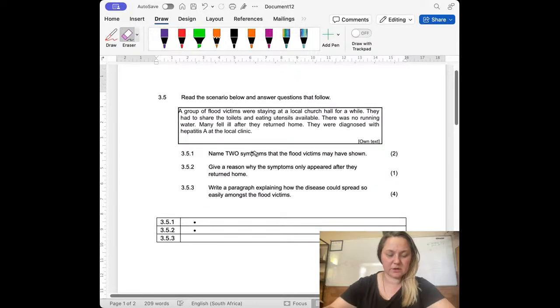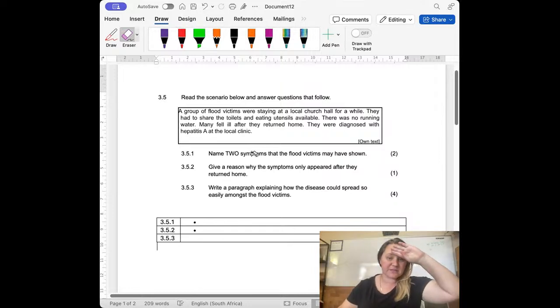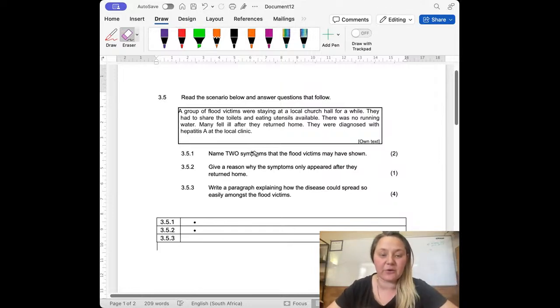There we go. Okay. We'll see how it goes and if we've got time and how all of this works out. For today, I will just do a food and nutrition question and help you guys out with how to answer them. Okay, so starting off with reading a scenario below and answer the questions that follow.